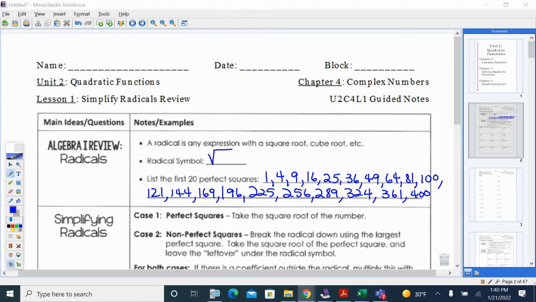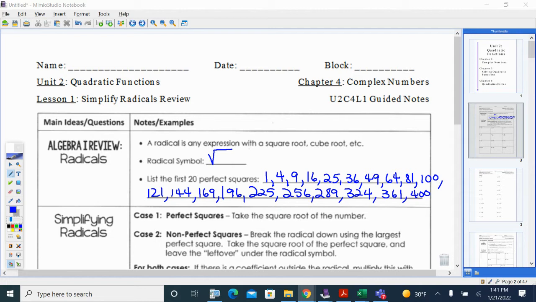This video is on Unit 2 on quadratic functions, Chapter 4, complex numbers, lesson number 1, simplifying radicals review. So in this first lesson, what we're going to talk about is how to simplify a radical. This is something that you would have learned in probably geometry.